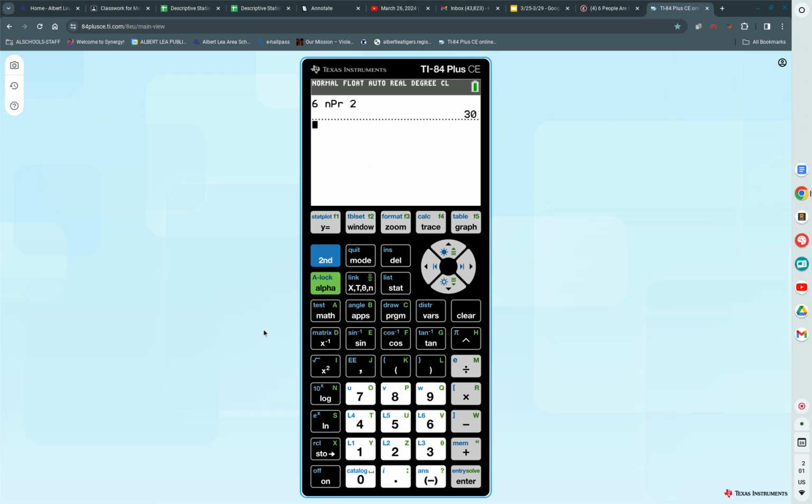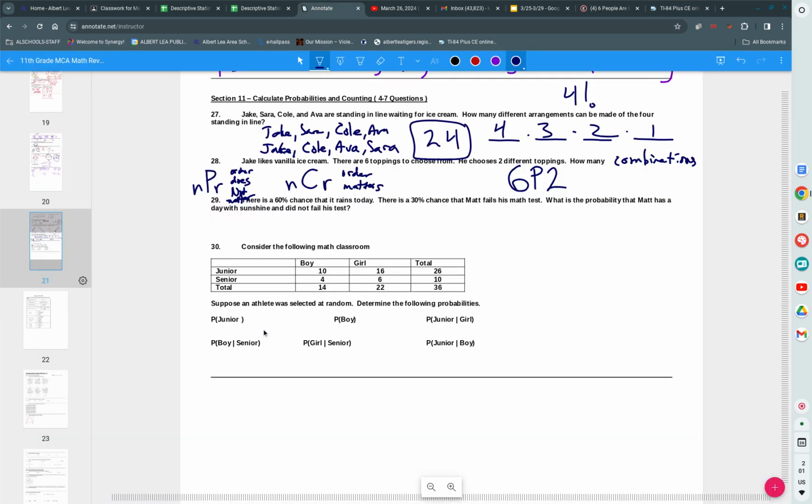I think I taught it wrong again. Is permutation the one where order does matter? I can't remember.